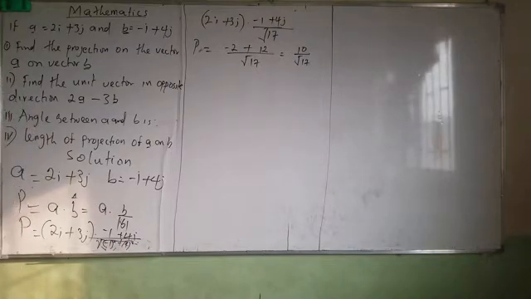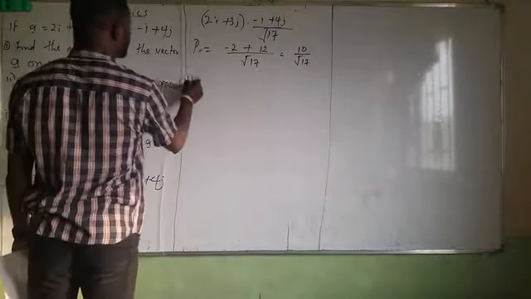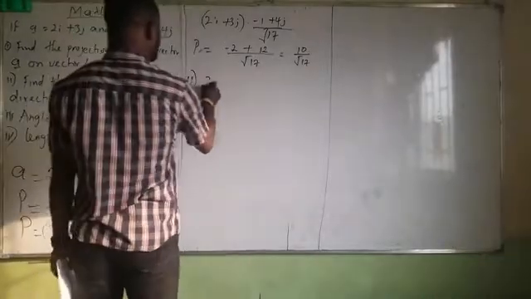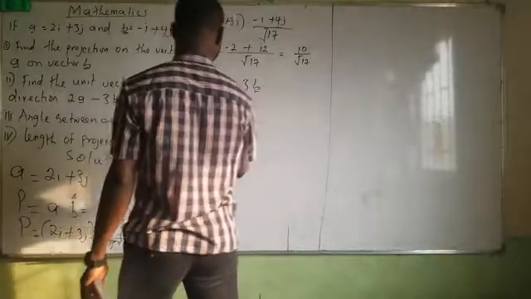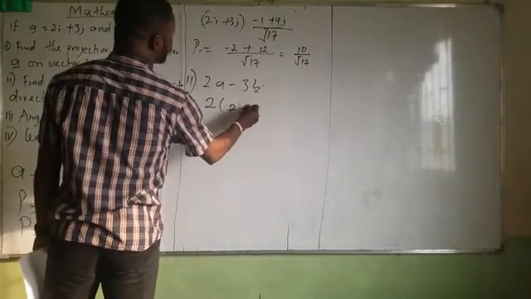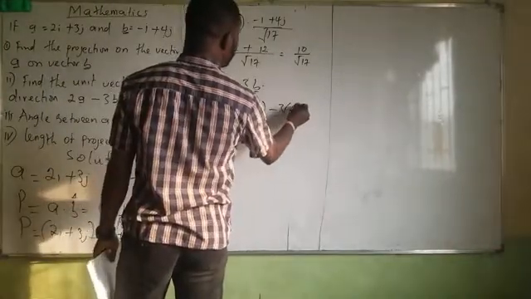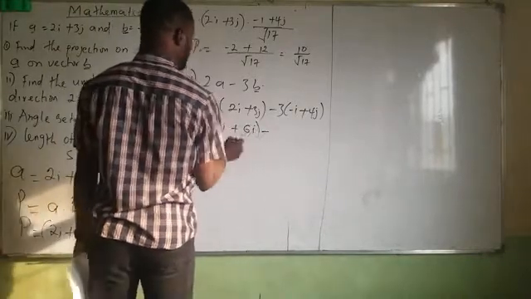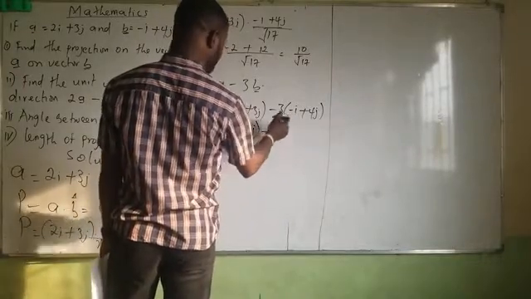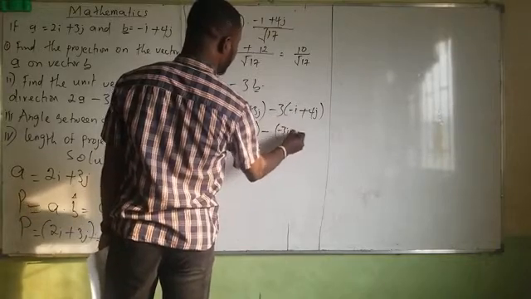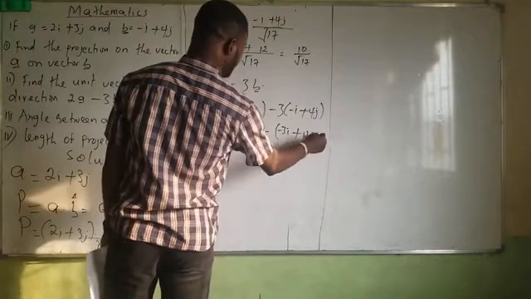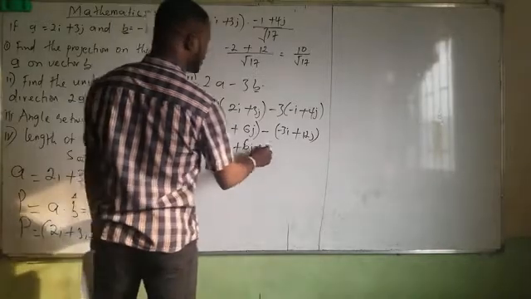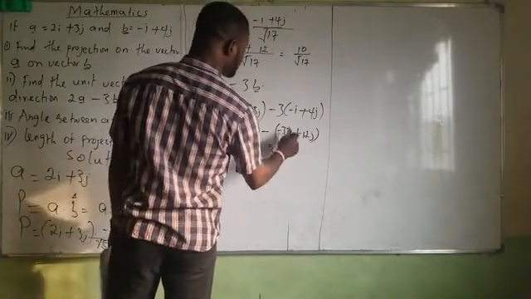Now, since I have that, the next thing we are asked to find, which is number 2, is the unit vector in the opposite direction to what? The first thing I will do is 2A minus 3B, which will be equal to 2 times the bracket of 2i plus 3j, minus 3 times the bracket of i plus 4j. That gives 4i plus 6j minus, now, minus 3i minus 12j. So I can now say 4i plus 6j plus this one, which will be minus 3i rather, minus 12j.